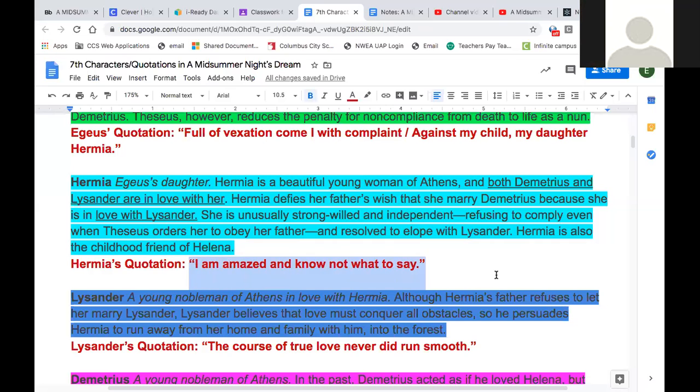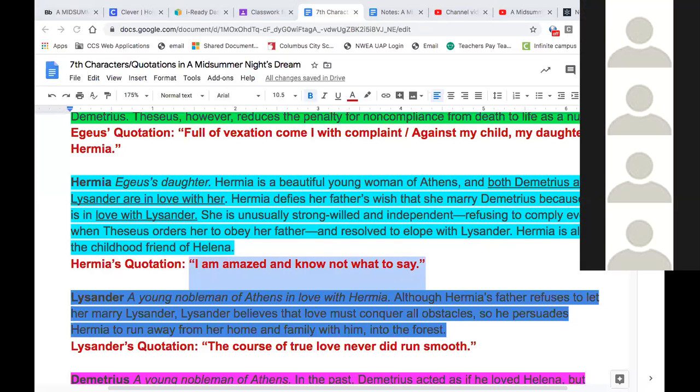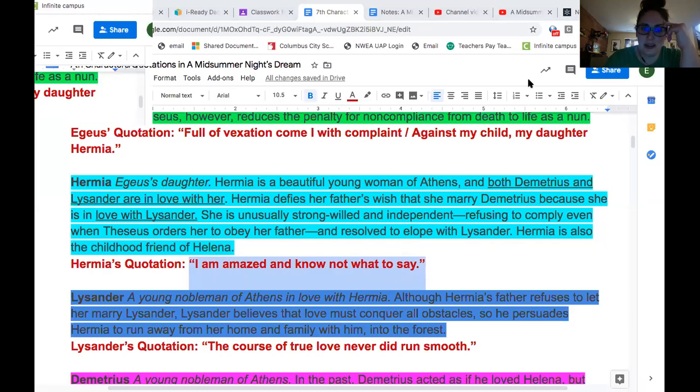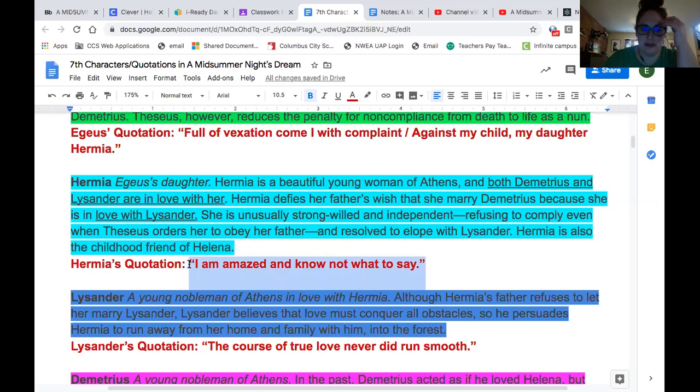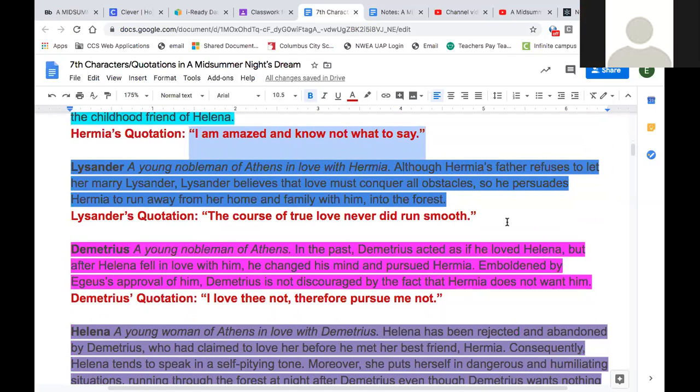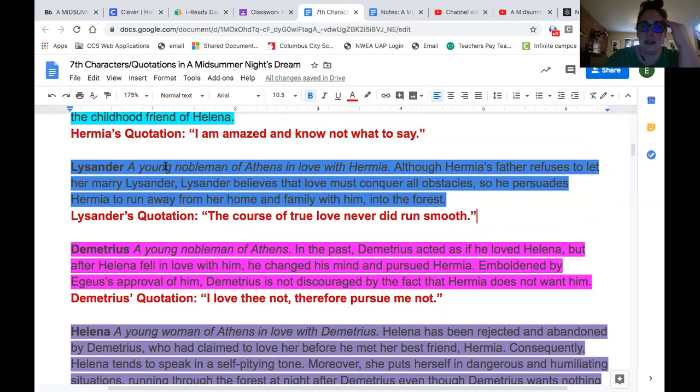Okay, so who can read Hermia's quotation? I will. I'm first amazed, I don't know what to say. So what can you tell me about Hermia based on this quotation? She's like her own woman. Yep, but she also is kind of at a loss. Yeah, she's independent. Yes.